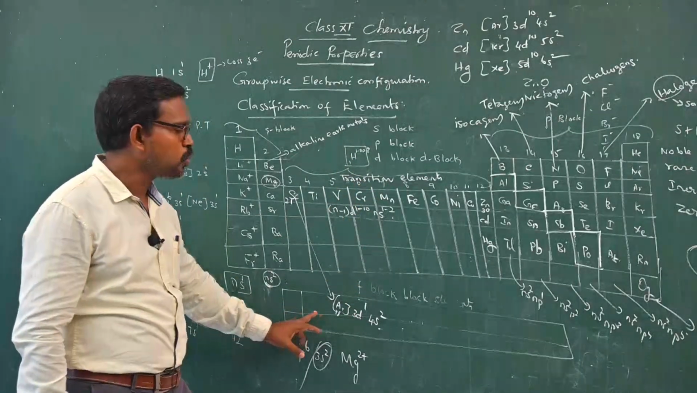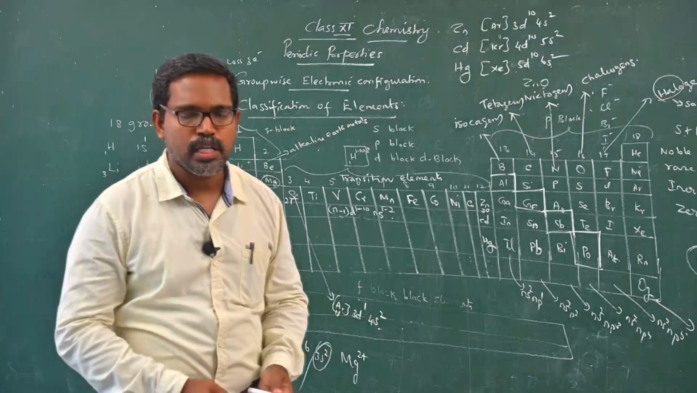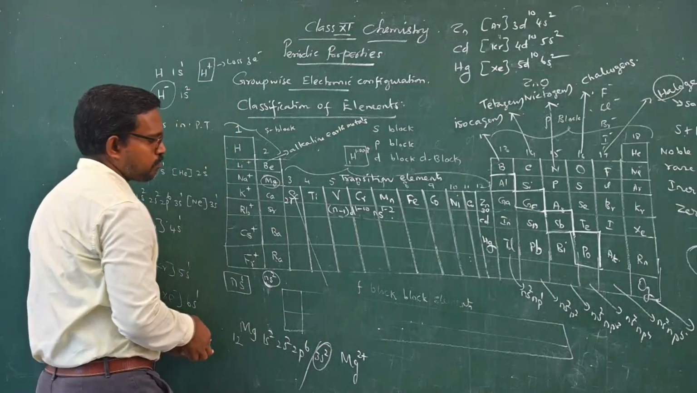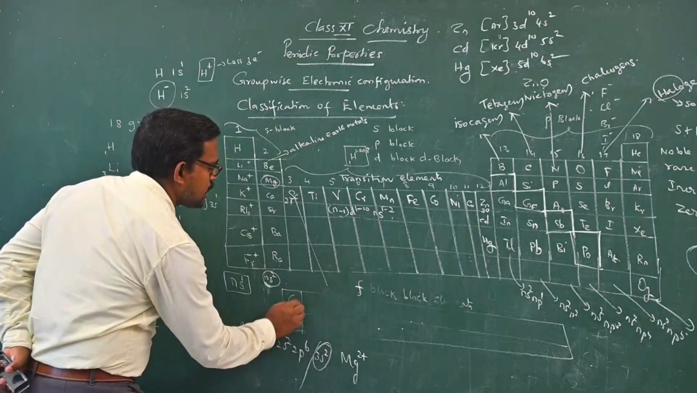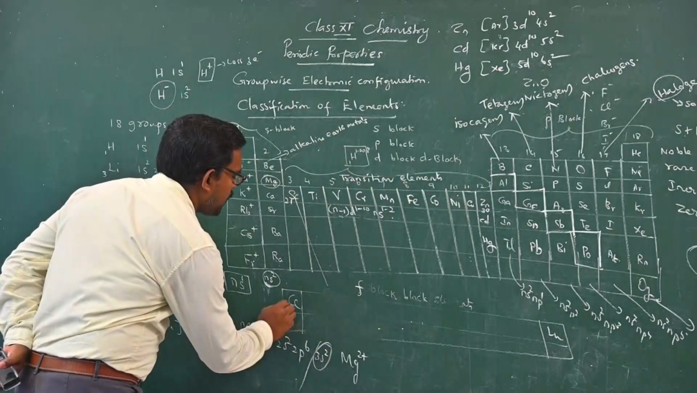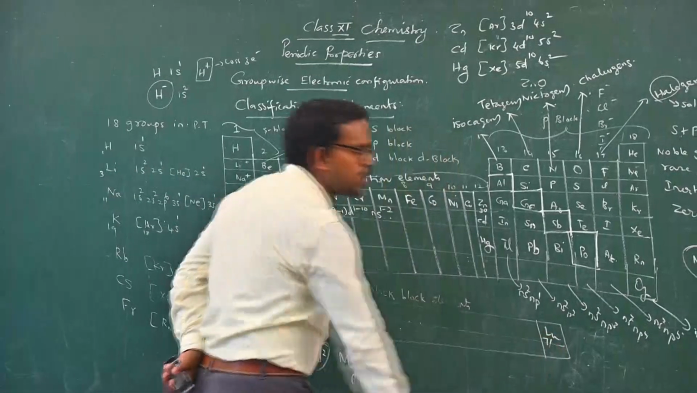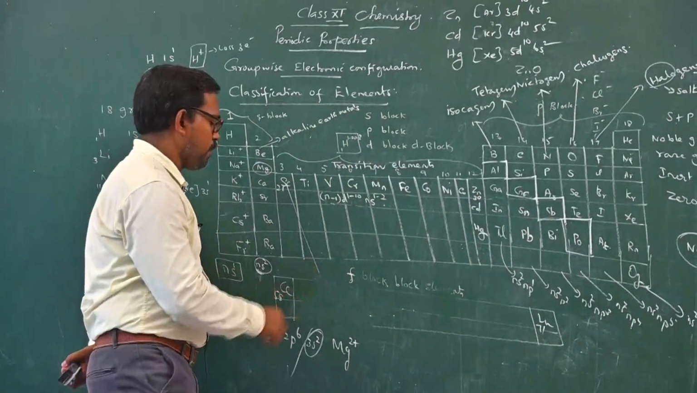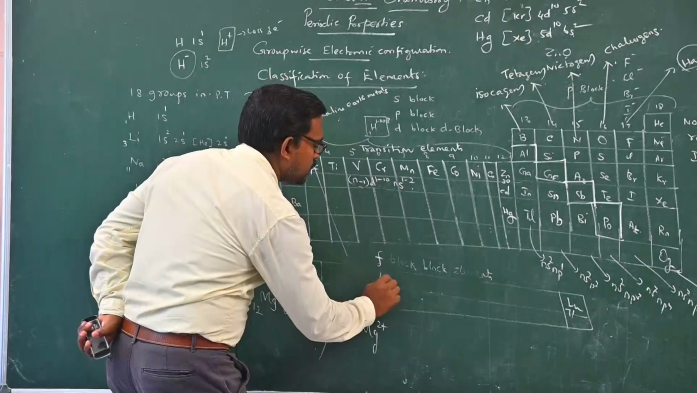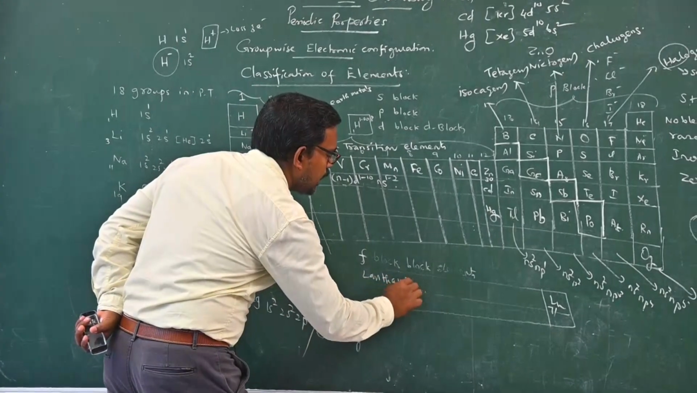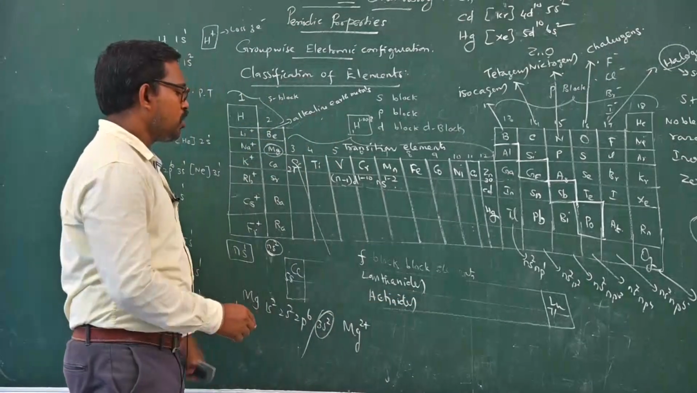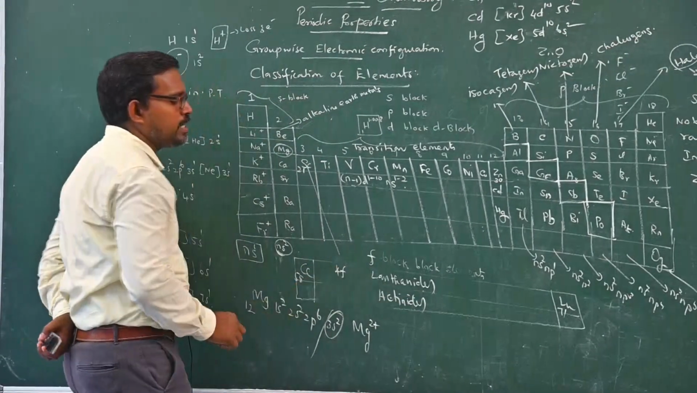And finally, the two groups of elements present at the bottom of the periodic table are called F block elements. Cerium, atomic number 58, to lutetium, atomic number 71, are the lanthanides, and then the actinides. The electrons enter into the inner subcell.